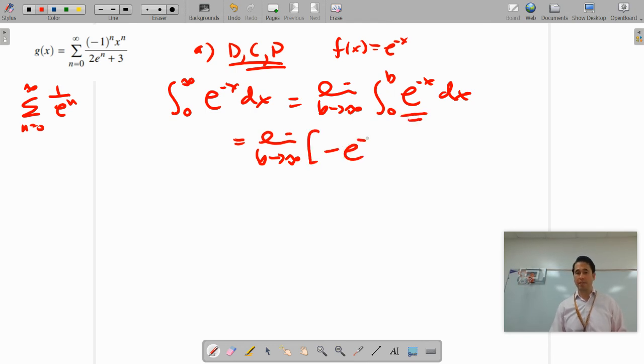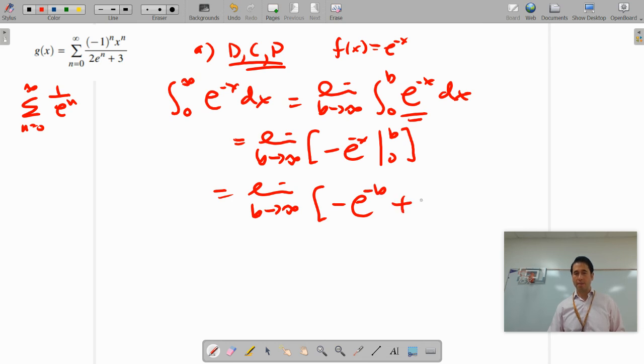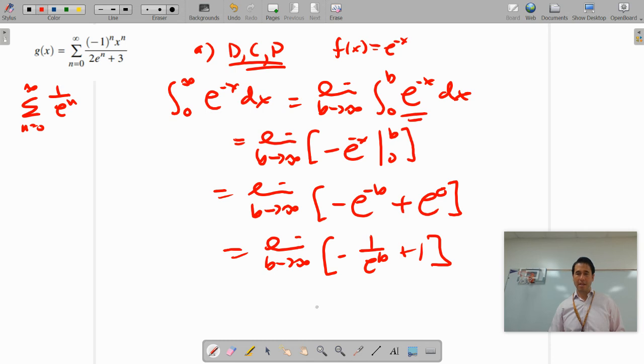That antiderivative is simply negative e to the negative x from 0 to b, which is equal to the limit as b approaches infinity. This isn't too bad, you guys, which is negative e to the negative b plus e to the 0. Now, when we substitute in that infinity symbol, that's going to turn into 0. So if I wanted to, I could rewrite it like this. Do you necessarily have to do that? I doubt it. And that's just going to be equal to 0 plus 1, which is equal to 1.